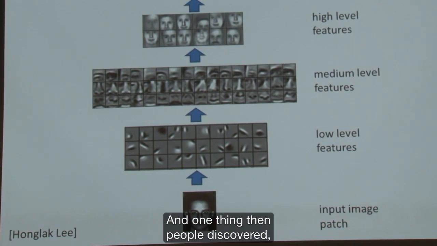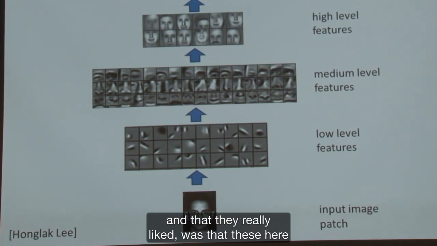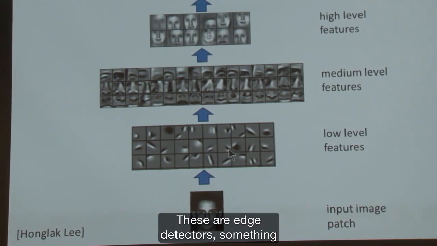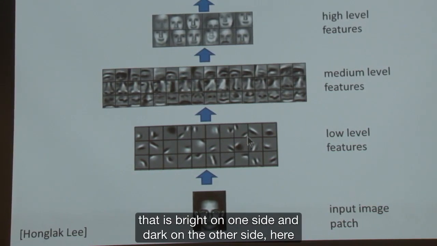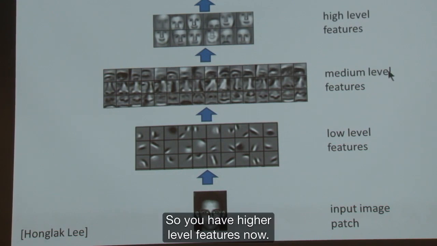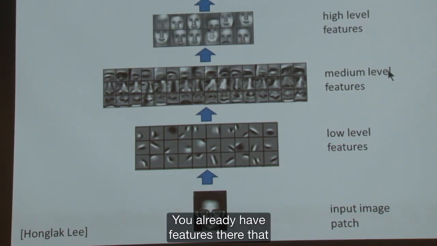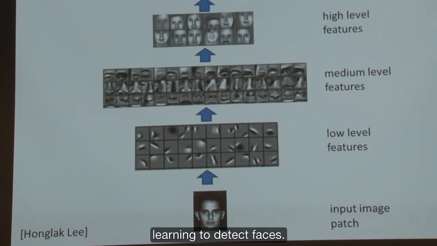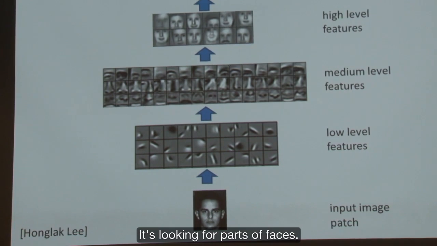And one thing then people discovered and that they really liked was that these here are low-level features. These are edge detectors. Something that is bright on one side and dark on the other side, here like an eyebrow maybe. But you already see here, as I said, this is an eyebrow, kind of. So you have higher level features now. You already have features there that give you a clue the machine is actually learning to detect faces. It's looking for parts of faces.